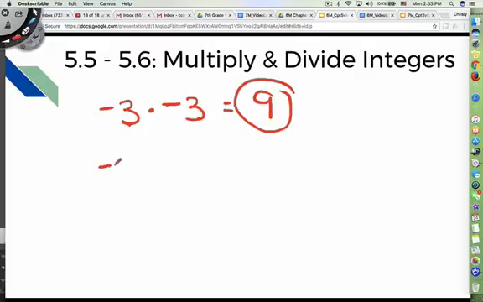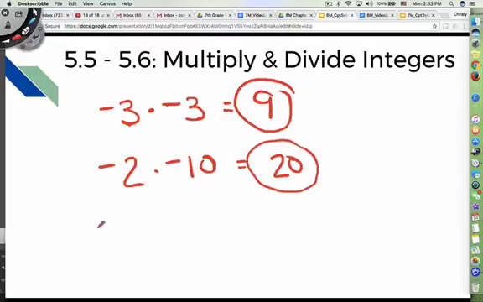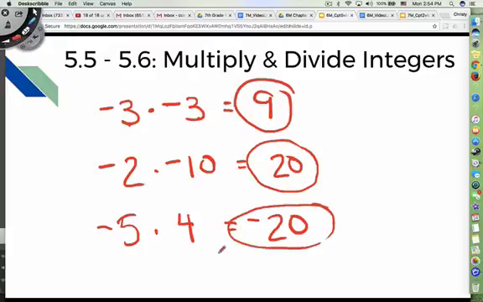Let's try another one. -2 times a -10. 10 times 2 is 20. I'm multiplying a negative times a negative, so I have a positive. Let's get tricky. -5 times 4. 5 times 4 is 20. And then you have to remember a negative times a positive is a negative. Unlike signs, a negative times a positive or a positive times a negative, always negative. Negative times a negative or a positive times a positive, always positive.